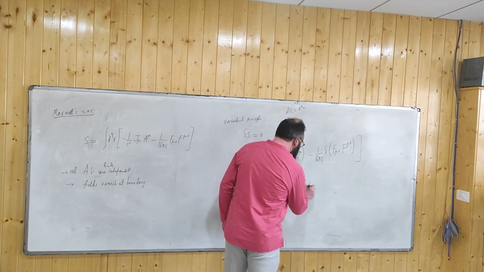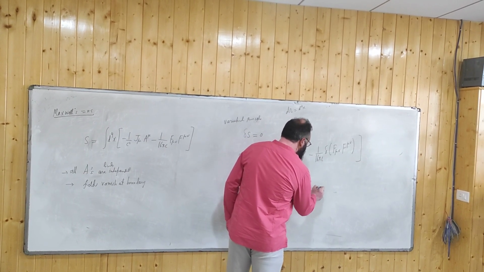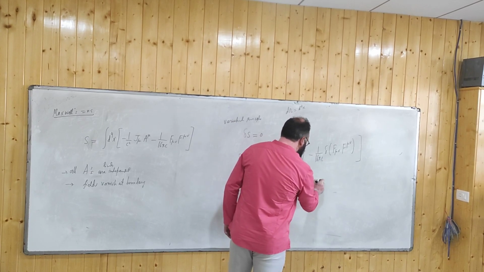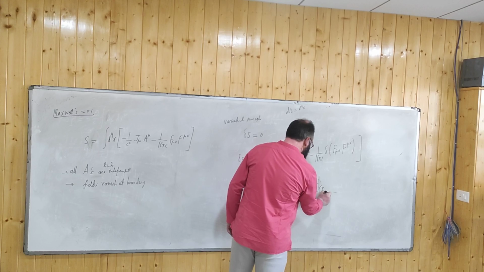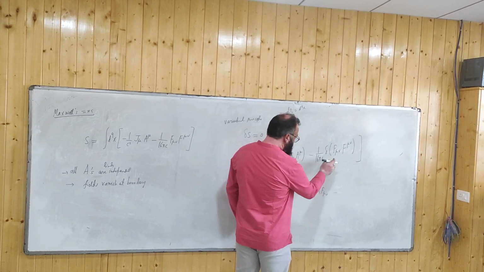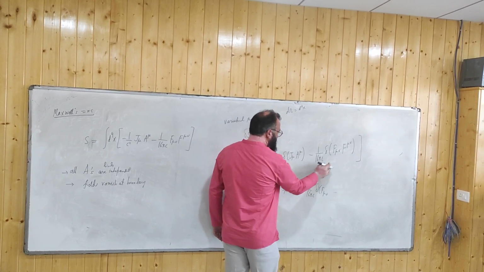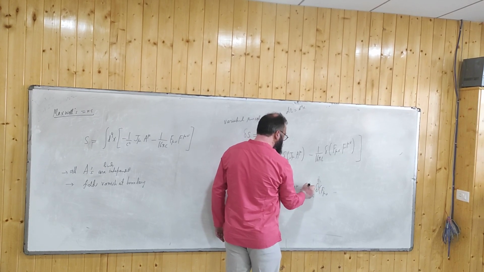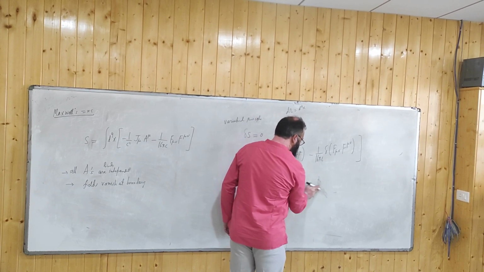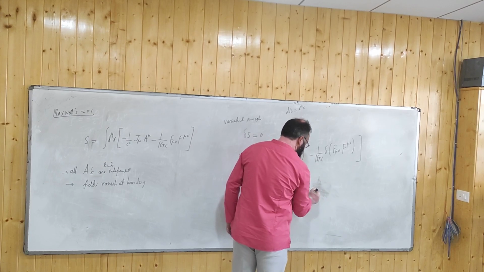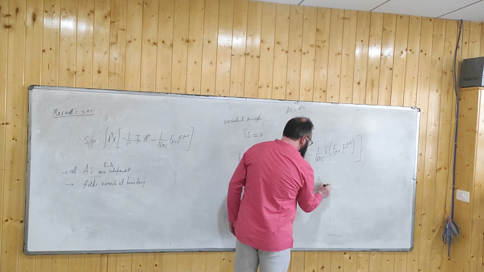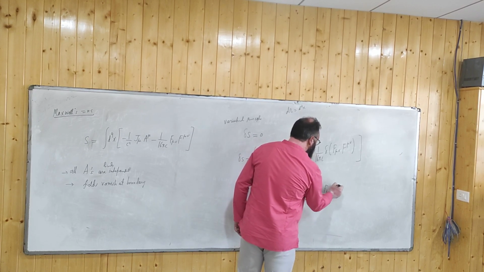Okay, minus 1 by 16 pi c. Now let's write it. So this object is actually twice. I will show it. So it is 2 times f mu nu delta f mu nu.